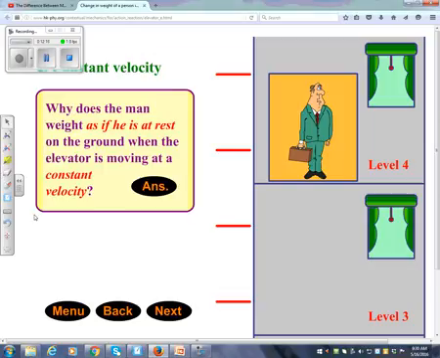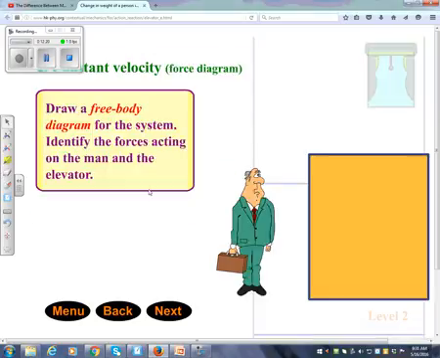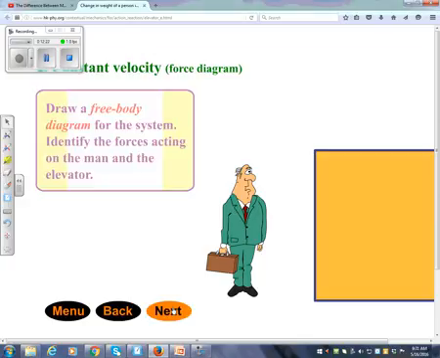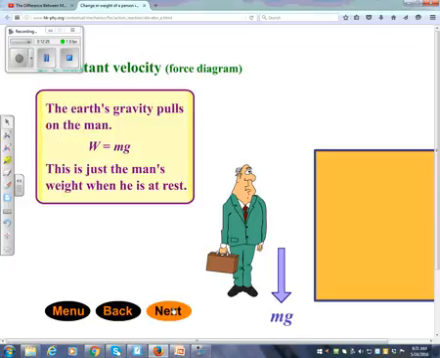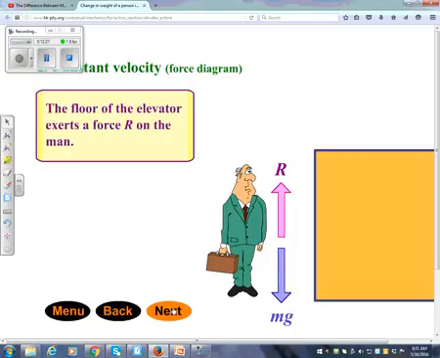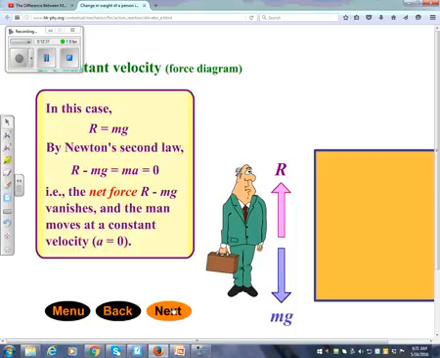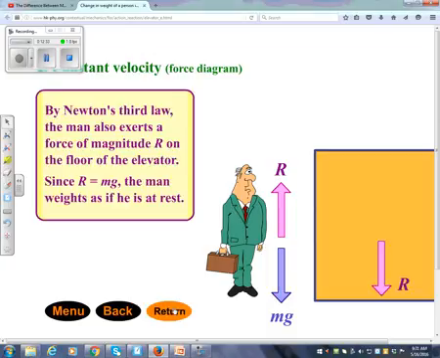Constant velocity. The man weighs as if he's at rest on the ground. Why does the man weigh as if he's at rest on the ground when the elevator is moving at a constant velocity? The answer is no net force. The man's weight and R are balanced, equal and opposite. R is the same. The man weighs as if he's at rest.